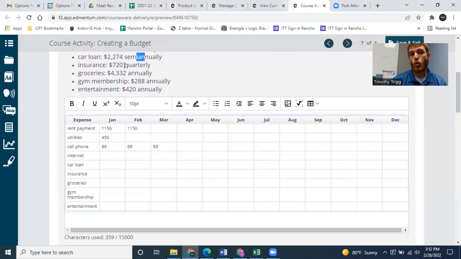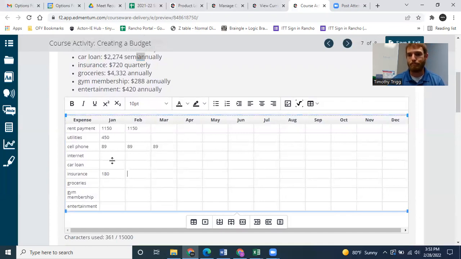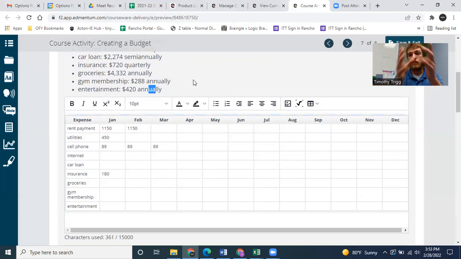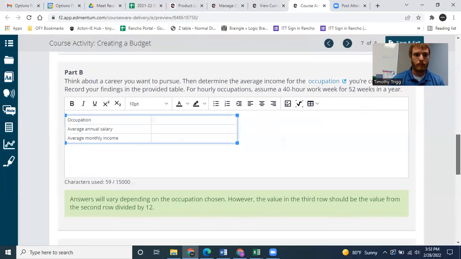Okay, insurance is paid quarterly. So $720 quarterly. Can you guess what I would divide by? 4. So divide by 4. That tells you for insurance, you should be saving $180 every month. Okay, and you'd fill that out across. Okay, again, annually, these last 3, you would divide by 12. Since you're taking the annual amount and dividing it amongst the 12 months. Okay. Hopefully you're able to fill out that chart well.